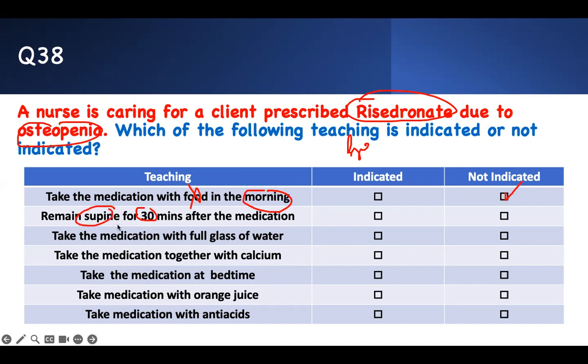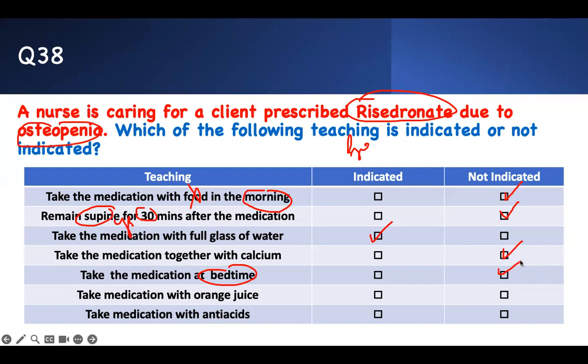No, remain upright for 30 minutes because it causes esophagitis. Remain upright. Take the medication with a full glass of water. Yes, to prevent esophagitis. Take the medication together with calcium. Calcium affects absorption of it, so don't do that. Take the medication at bedtime. You have to remain upright. So if you take it at bedtime, you're going to sleep.